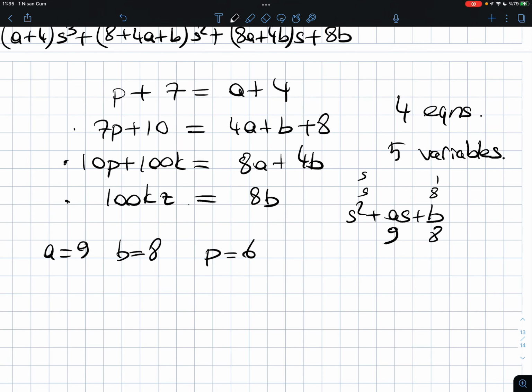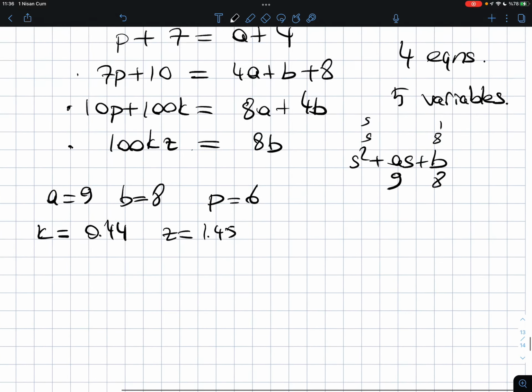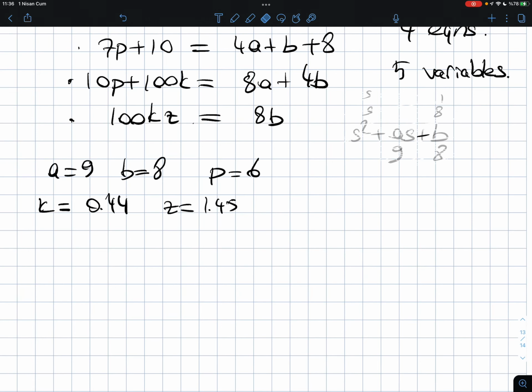Now we can use these two equations here. p was equal to 6, so 60 plus 100k is equal to 8 times 9, 72, plus 4 times that, 32, so it is 104 minus 60, 84, I guess k is equal to 0.84, if I'm not mistaken. Now we can also see that 84z should be equal to 64, so z is then equal to, this should be 0.44. I had a calculation mistake here, but z then turns out to be 1.45. Now this is not really that important. I'm trying to work out the numerical part, the numbers here.